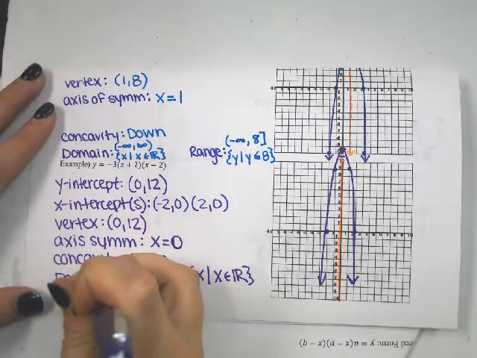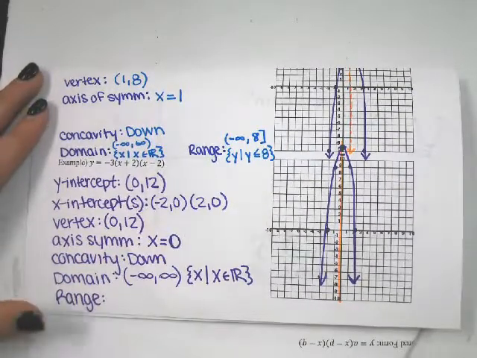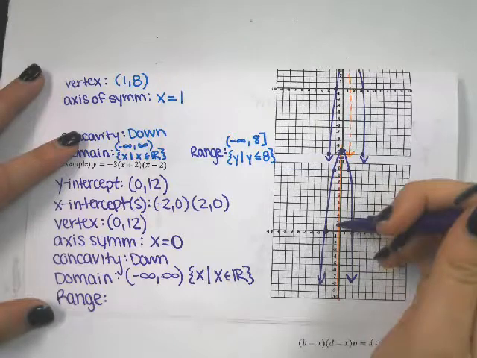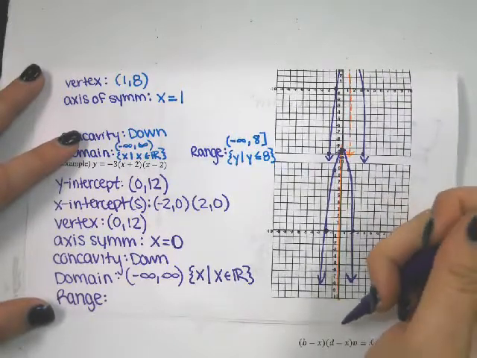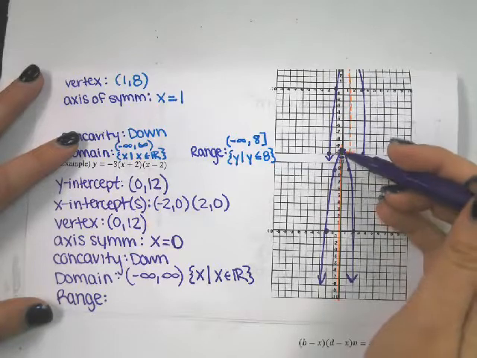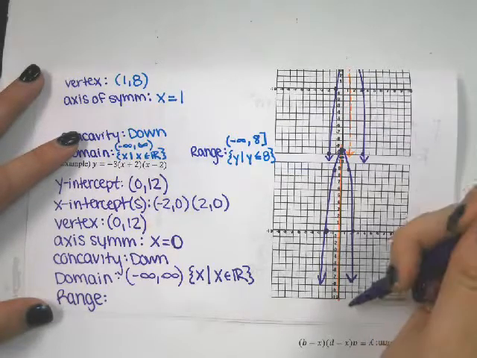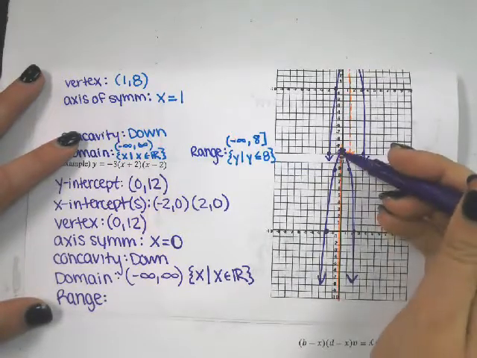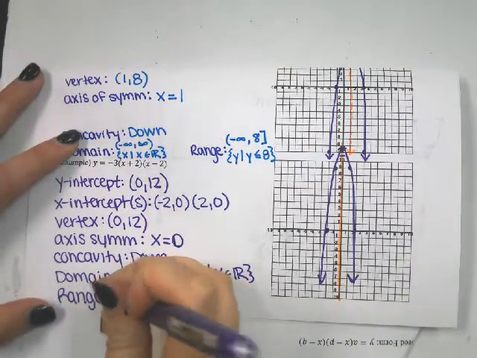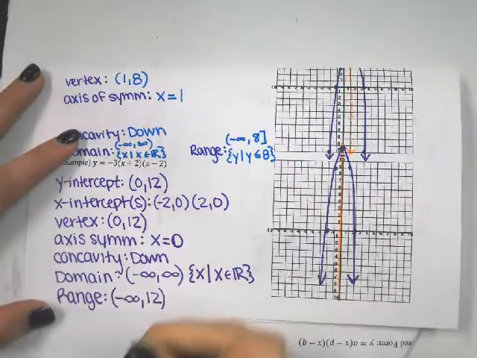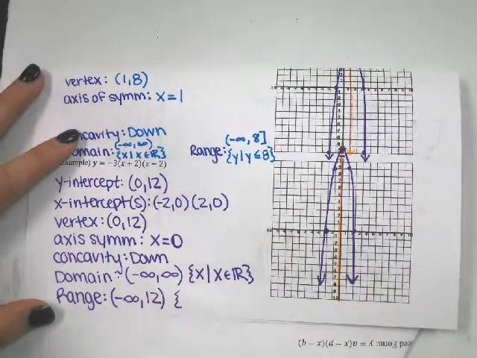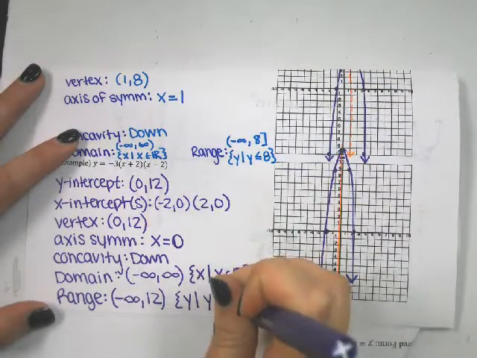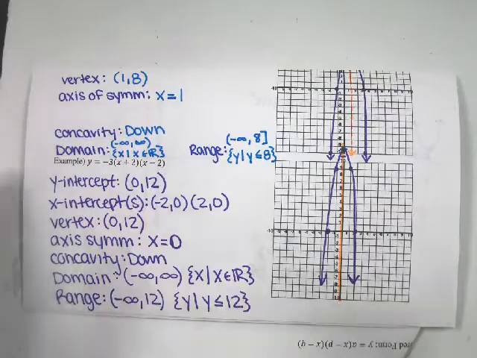And lastly, we have our range. Our range does change with quadratic functions. For this, since my arrows are pointing down, the lowest that it gets is -∞. It goes all the way down with these arrows. But the highest it reaches, it does not get above 12 for my y's. So for my y's up and down, the lowest it gets is -∞, and then it reaches up to 12, but no higher. So in interval notation, -∞ to 12 is my range. And in set notation, we have all y such that y is less than or equal to 12. Okay.